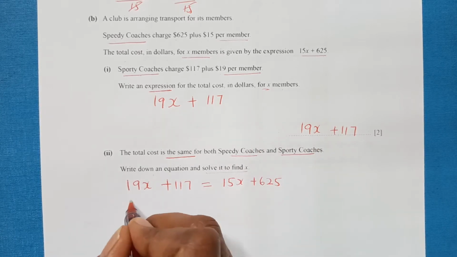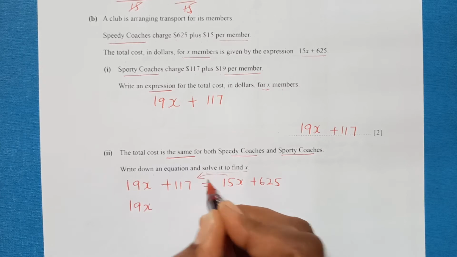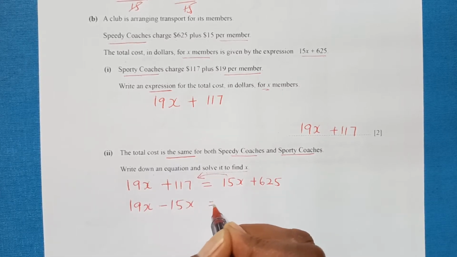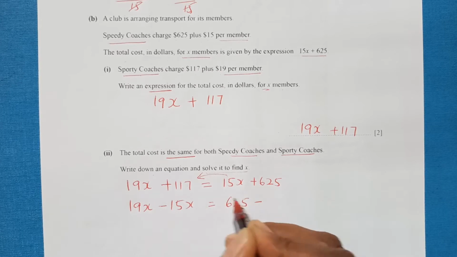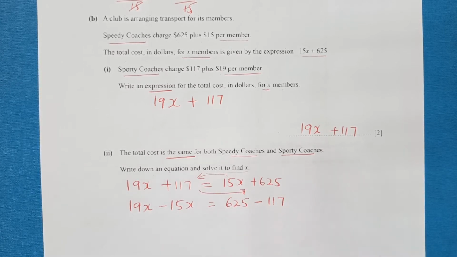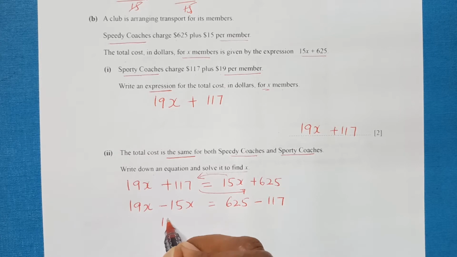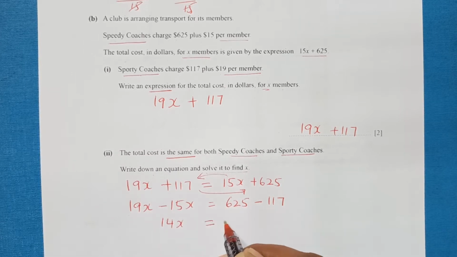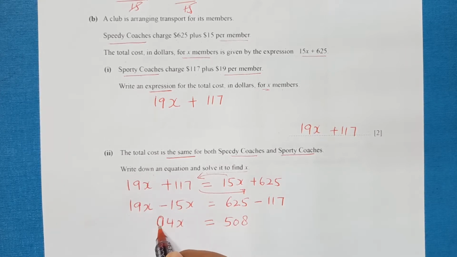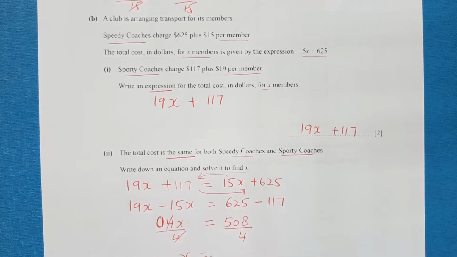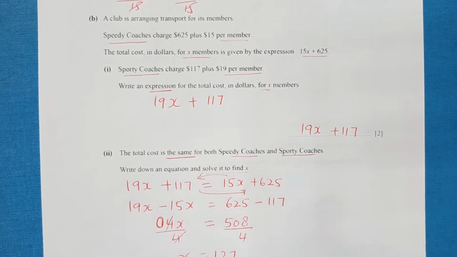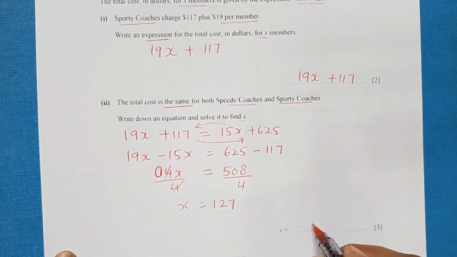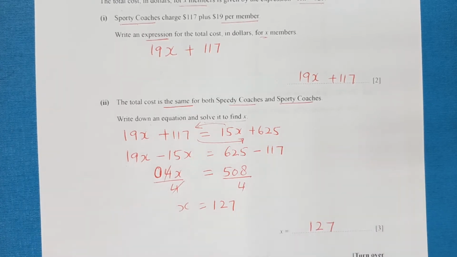They are the same. So we take the value of x, shift 15x to the side as negative 15x, and 625 minus 117 goes to the other side. So 19 minus 15 is 4, and this is 508. Divided by 4, divided by 4. So x is 127. So the final answer is 127.